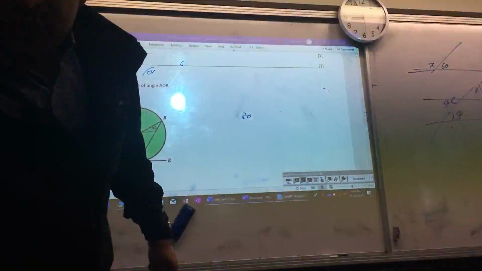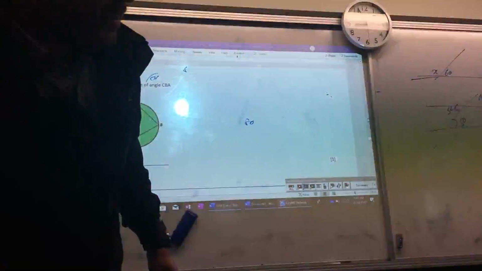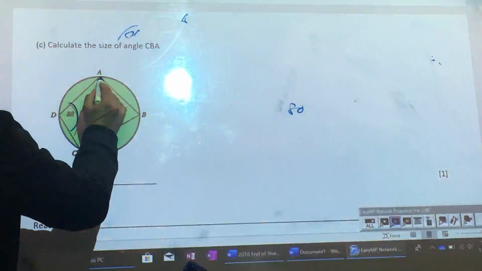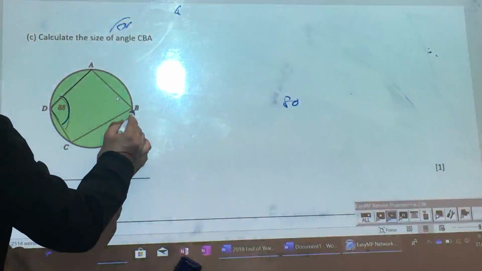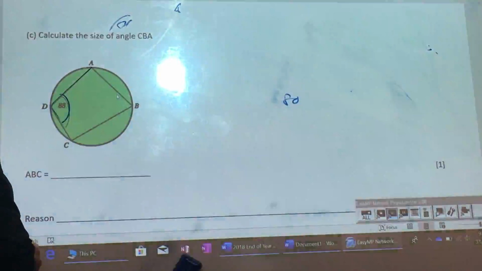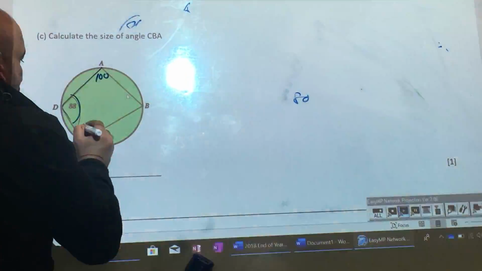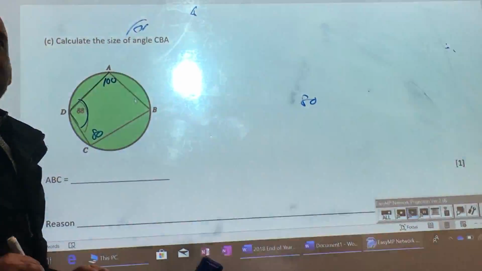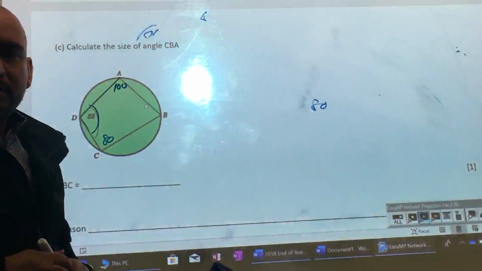I have done a video for that. You could have a look at this one here. Angles in a cyclic quadrilateral. Can you see there is a four-sided figure inside a circle? Opposite angles on that add up to 180. So if this is 100, this will be 80. Opposite angles in a cyclic quadrilateral add up to 180.